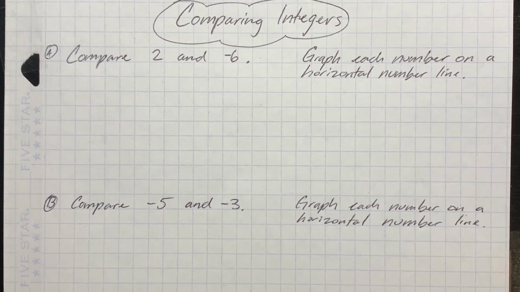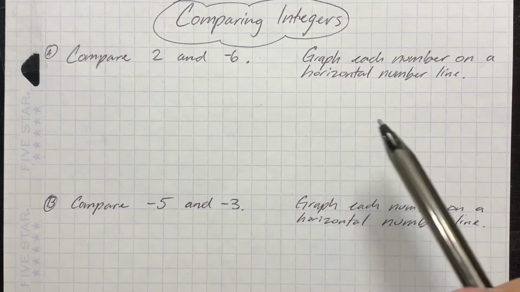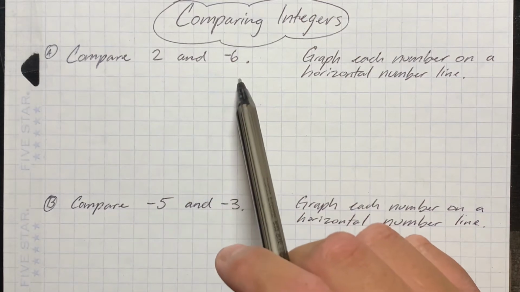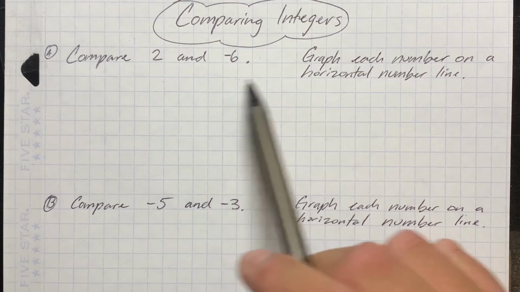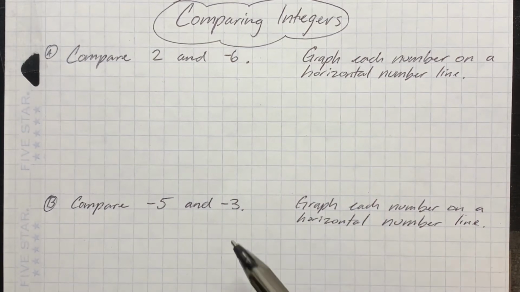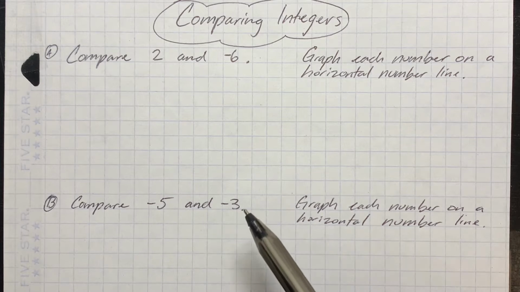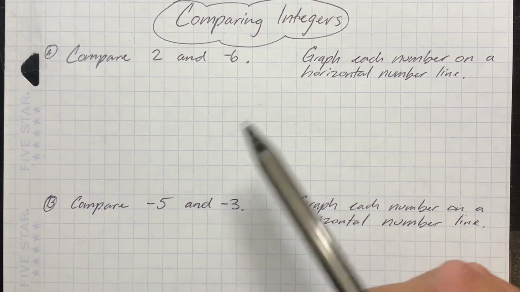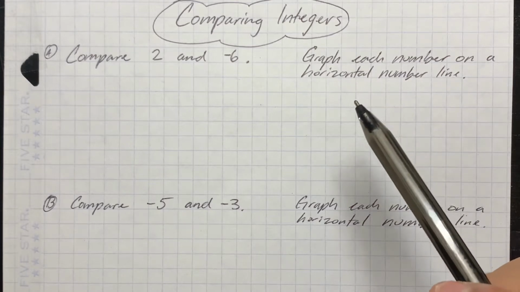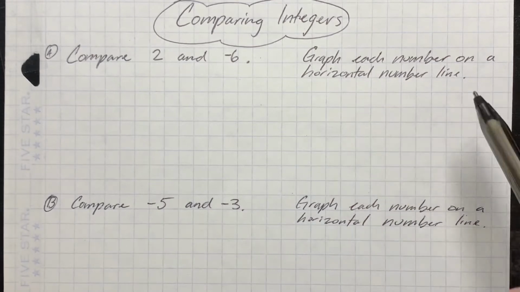So right now we're going to go ahead and compare integers here. We have two examples. Our directions tell us to compare 2 and -6. We're going to compare that and then graph them on the number line. Now remember, integers can be represented on a number line, and the numbers to the right on a number line are greater than the numbers on the left. Here's what I mean.